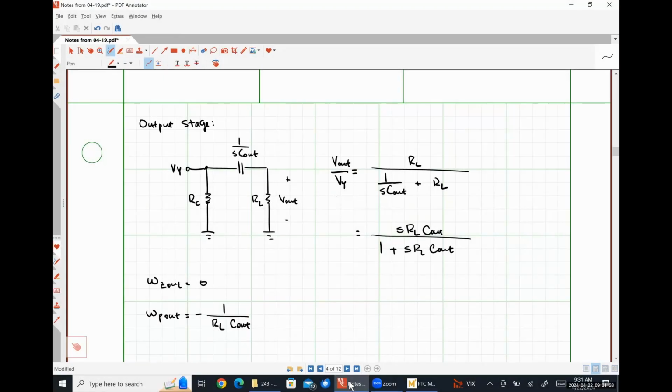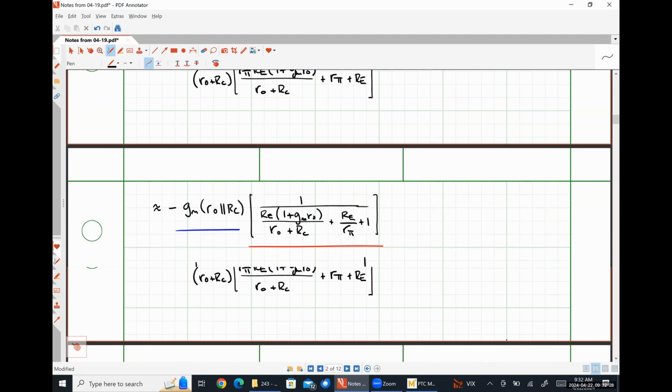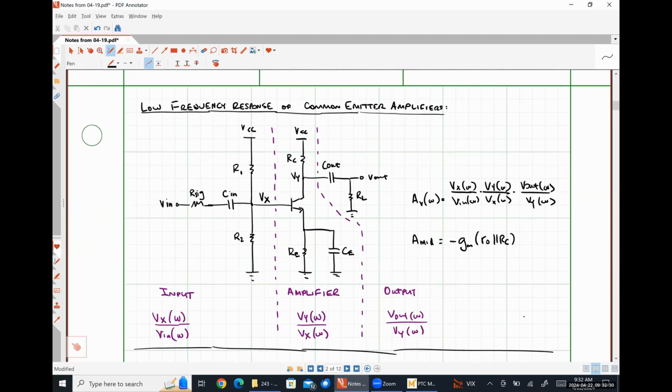All right. So when we had wrapped up class on Friday, we had just finished talking about the output stage of our common emitter amplifier and found out that it contributed a zero at omega equal to zero and a pole at 1 over RLC out. So what we're going to look at now is the input stage of our system. So I want to scroll back up here so that we can see what's going on here.